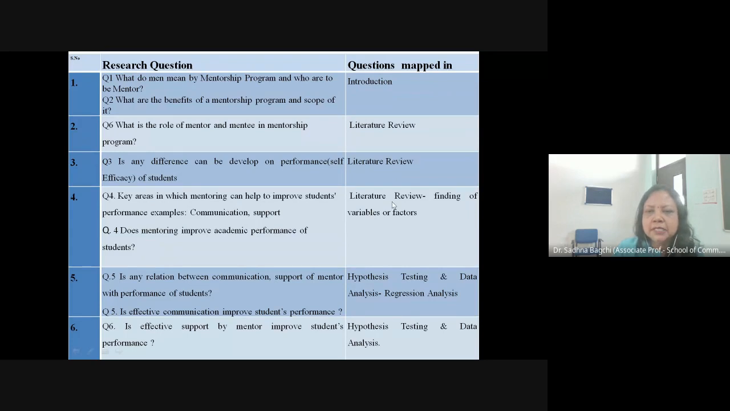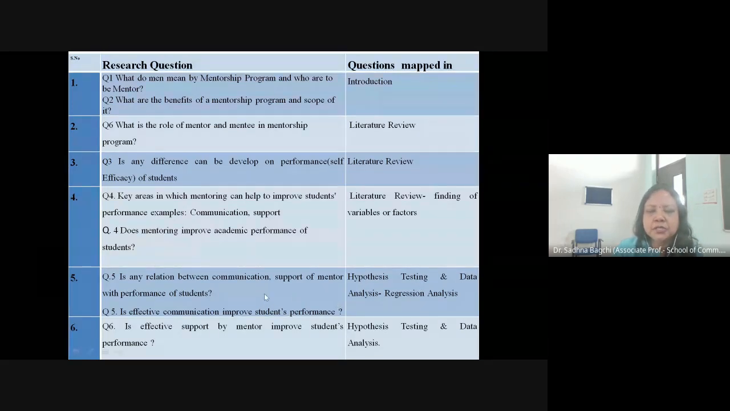So here the literature review will help me to find the variables or the factors. Does mentoring improve academic performance of the student? These two questions are basically for the variable or factor finding. Is there any relationship between the communication support of the mentor and the performance of the student?